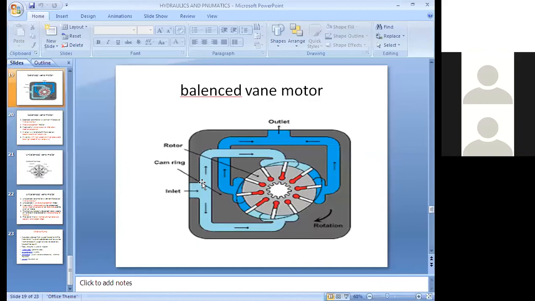Okay, sir. Are you able to appear this balanced vane motor slide? Hello.